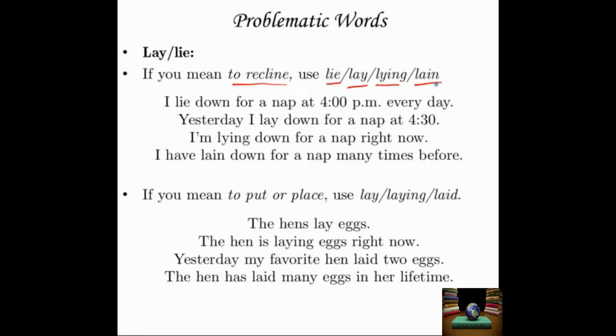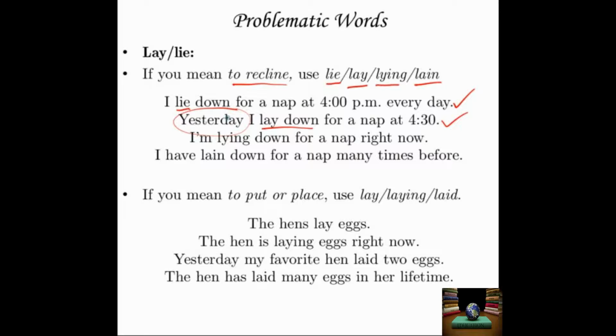So, I lie down for a nap at 4 p.m. every day. If you're talking about something you do habitually, you don't say, I lay down for a nap. Only in the past tense do you say that. Yesterday, I lay down for a nap at 4:30. The key word here is yesterday. Because it's the past tense, you can say lay. Any other time? No, no, no.